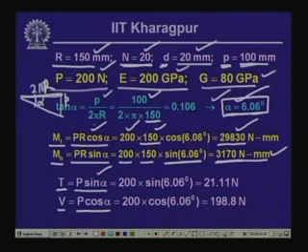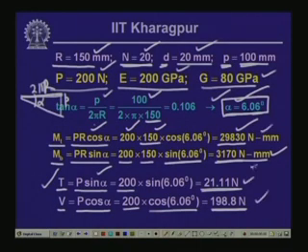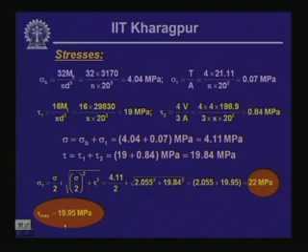Now, the axial tensile pull T is equal to P sin alpha, which is equal to 200 into sin of 6.06 degree, which is equal to 21.11 Newton, and the transverse shear V is equal to 200 cos of this, which is equal to 198.8 Newton. So, these are the four force components which the spring wire is subjected to. Now, let us compute the value of the stresses corresponding to each of these force quantities.